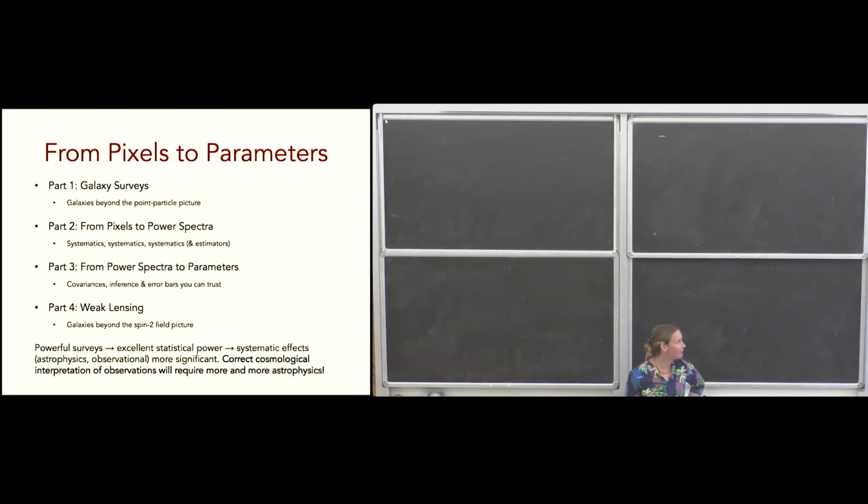And then in the final lecture, I will go beyond large-scale structure in the sense of galaxy clustering and talk a bit more about these practical aspects of weak lensing. So you can see that as galaxy shapes beyond the spin-2 picture. And the key point here really is that as our surveys get more and more powerful, so that is as we gain statistical power, systematic effects will become more significant. So already, but even more so in the coming years, correct cosmological interpretation of observations will require a lot of astrophysics.